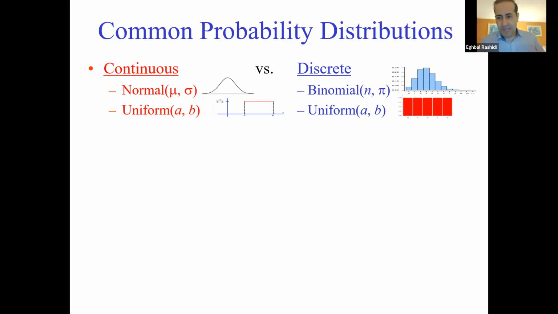For the discrete version, we also have a uniform distribution from A to B. Again, the minimum possible value is A and the maximum possible value is B, but between A and B, only integer numbers can occur, for example A plus 1, A plus 2, until B. We can't have continuous decimal point numbers here, right?